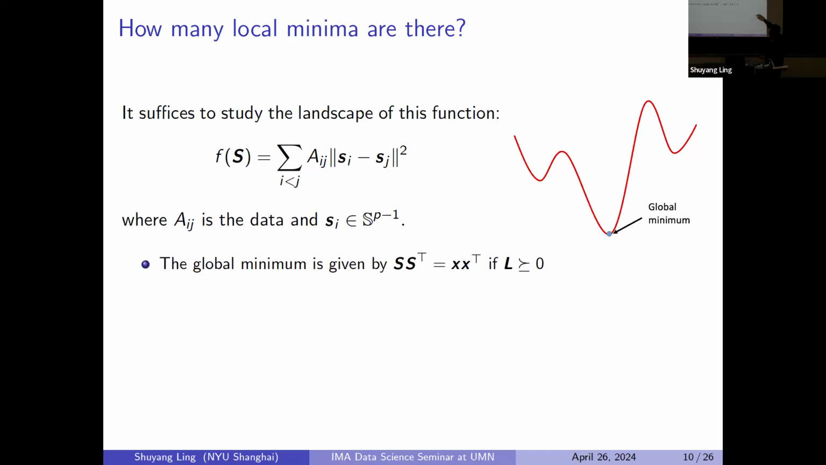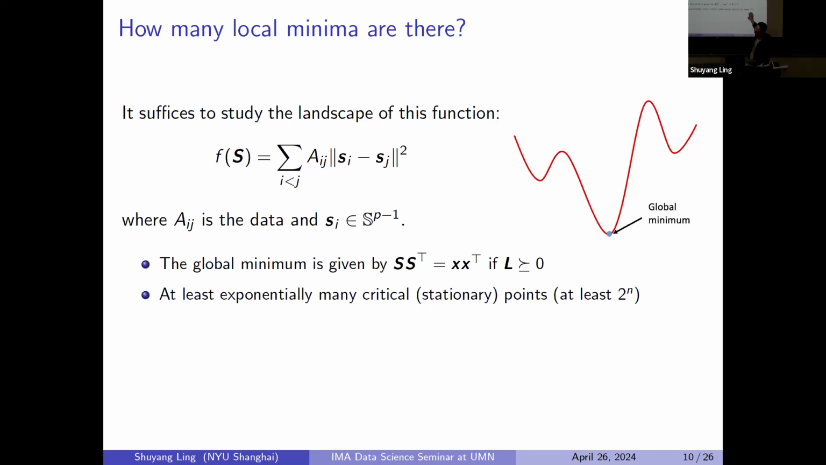Okay, so let's look at a few facts about these functions. First, the global minimizer is given by this, under the conditions I just proposed on the SDP. This is a global minimizer. Secondly, there are exponentially many critical points to this, at least 2 to the power n. The enumeration of critical points we can actually construct explicitly.